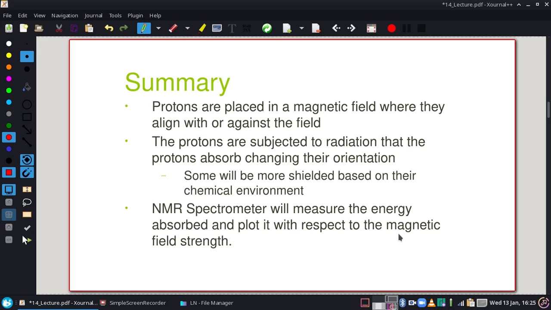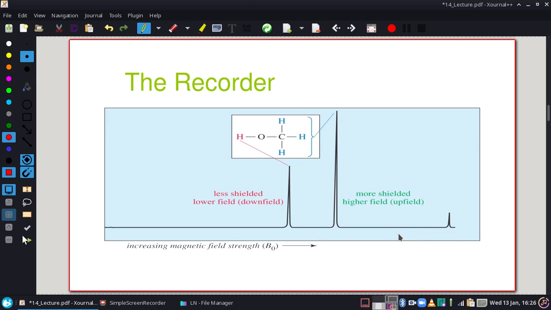Okay, so summary thus far: we're going to put the protons in a magnetic field and let them resonate with or against the field. As they resonate, they're going to give off a radio frequency, and we're going to measure that frequency, and we're going to see it's proportional to the amount of shielding around our particular atom. As we measure it, we're essentially just going to plot that out, and that's going to give us a spectrum for the NMR.